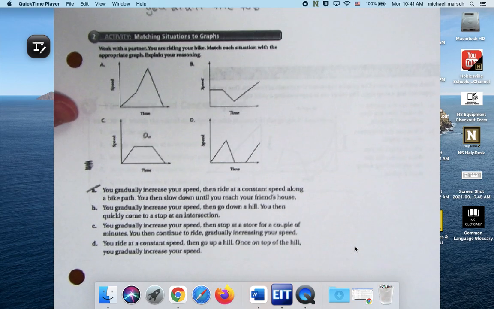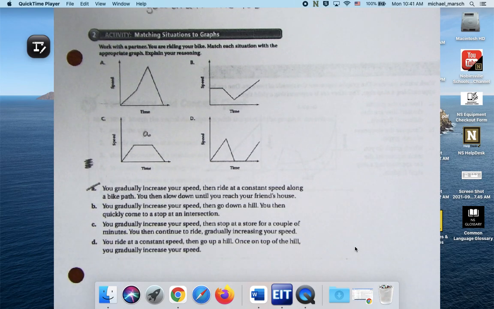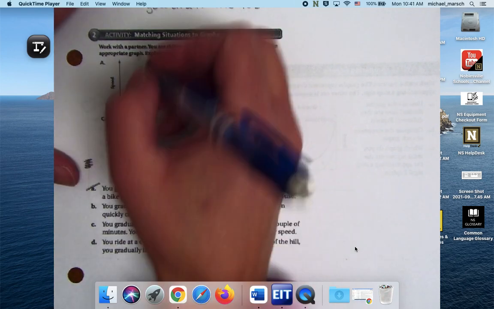Right? All right, how about B? You gradually increase your speed, then go down a hill. You then quickly come to a stop at an intersection. Jack? A. It is A.